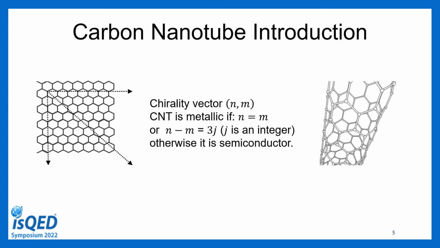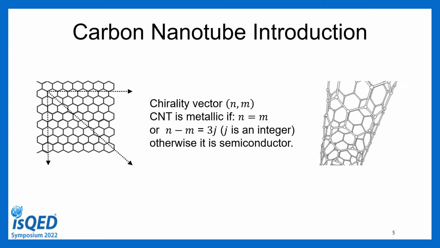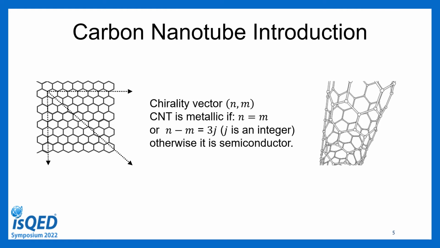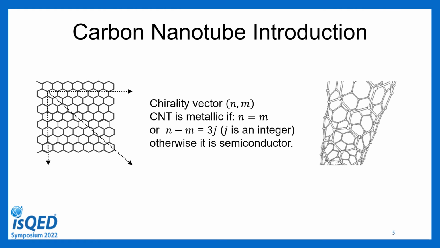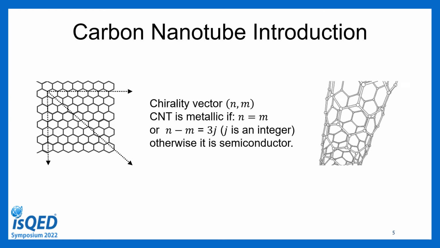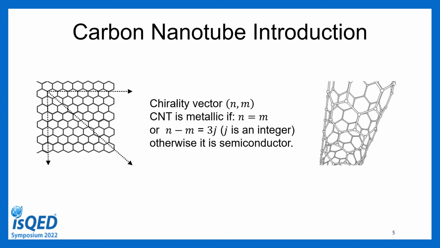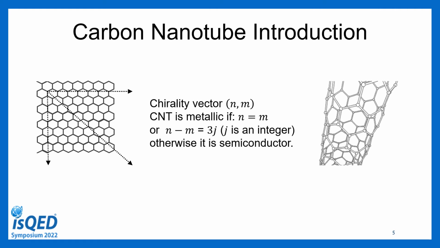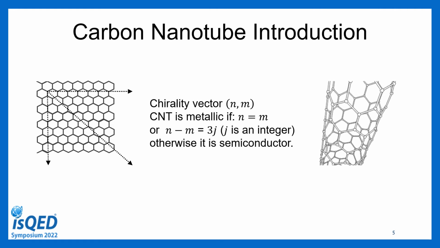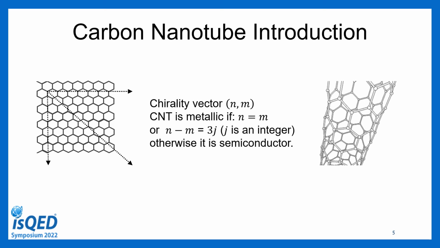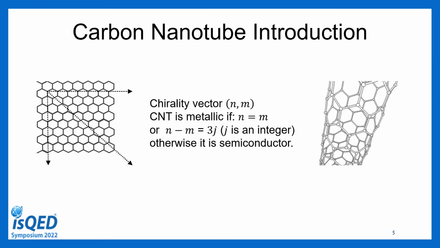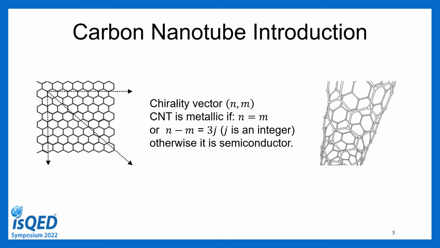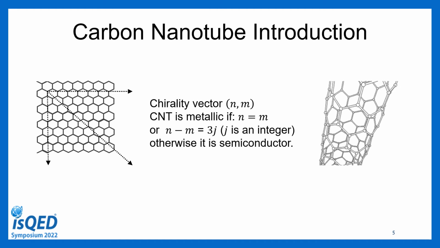CNTs are made of graphene sheets rolled up to make a cylinder with a diameter of a few nanometers. The resulting cylinder is called a single-wall carbon nanotube. If more than one graphene sheet is rolled around the same axis, it will form a multi-wall CNT. The angle of rolling the graphene sheet determines the chirality vector, and the chirality vector will determine whether the CNT is semiconductor or metallic.